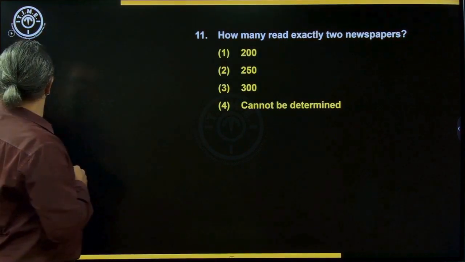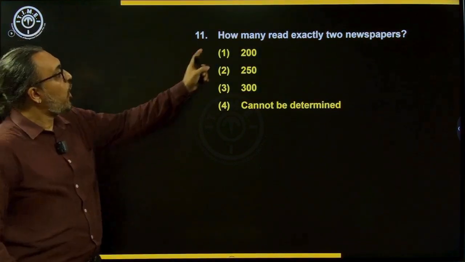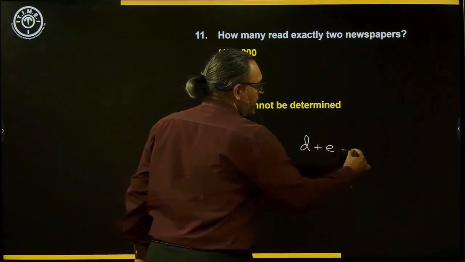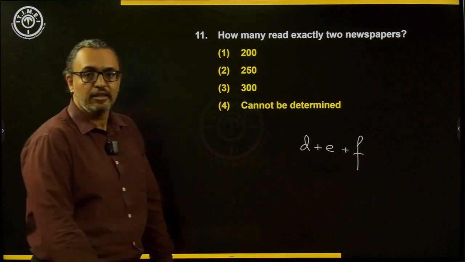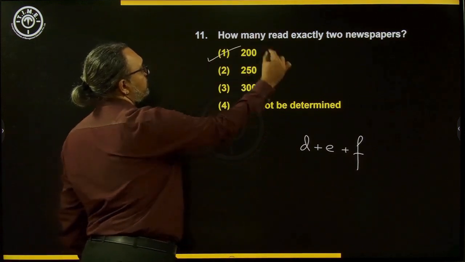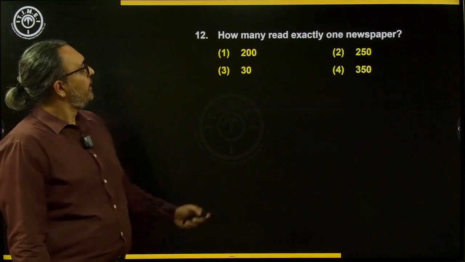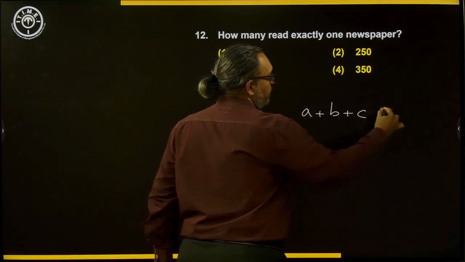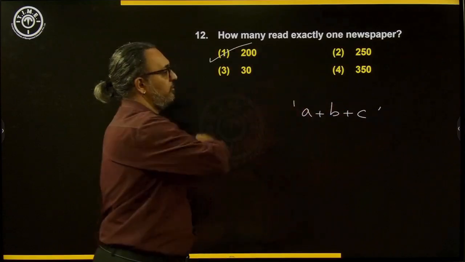So let's see. Now, how many read exactly 2? So we know what is exactly 2? D plus E plus F, because that is the region of exactly 2, correct? That is 200. Then how many of them read exactly 1? Exactly 1 is nothing but A plus B plus C, that is also 200. First option.